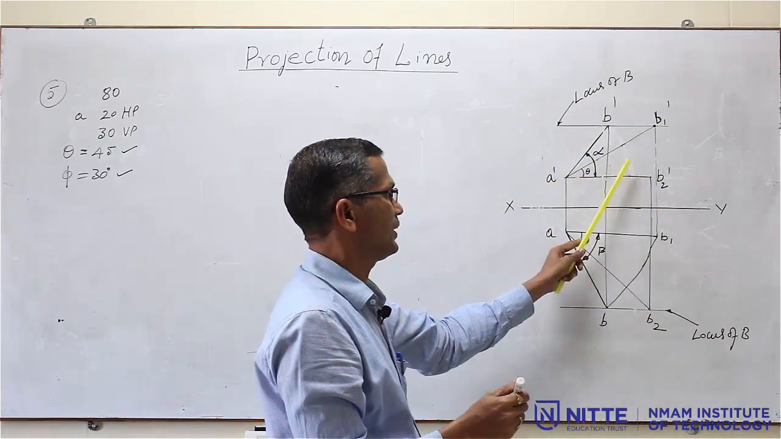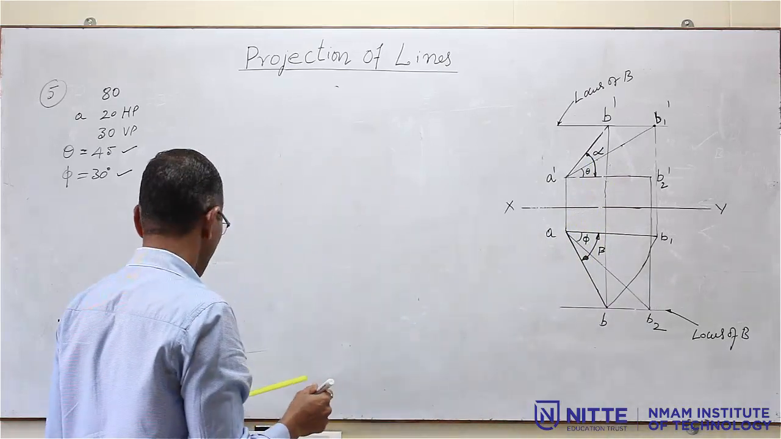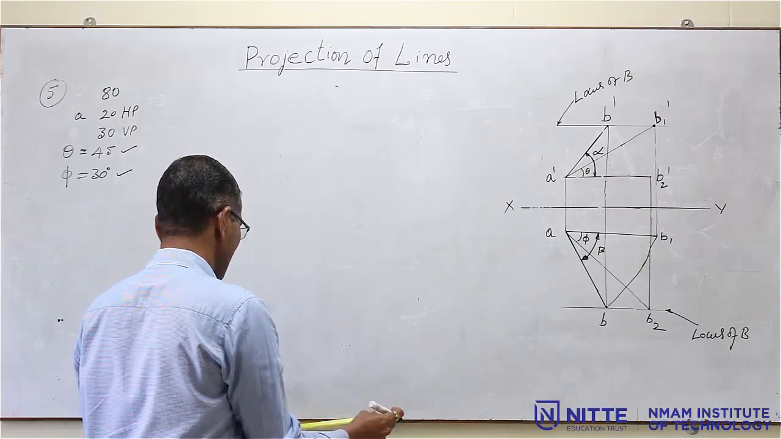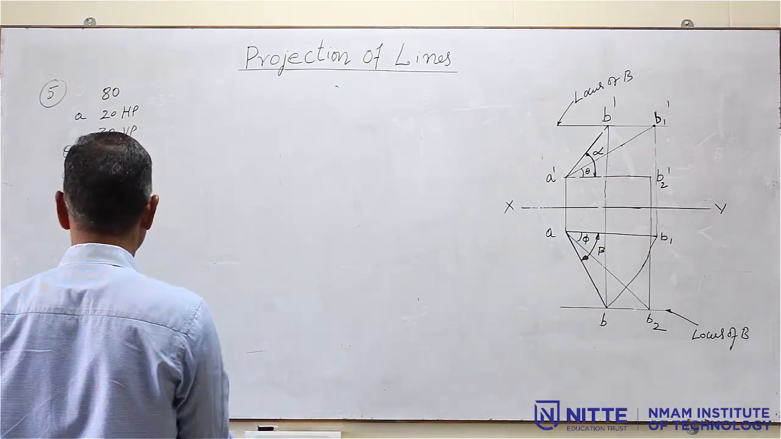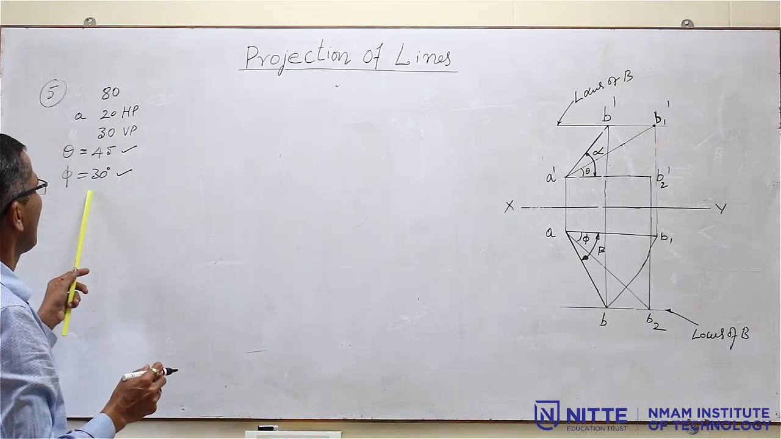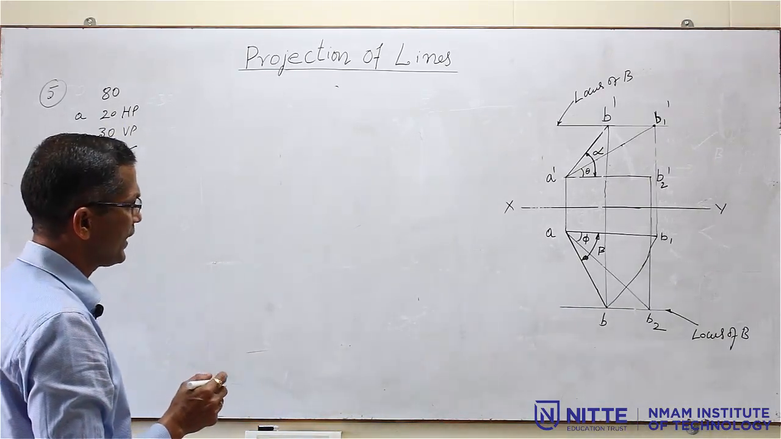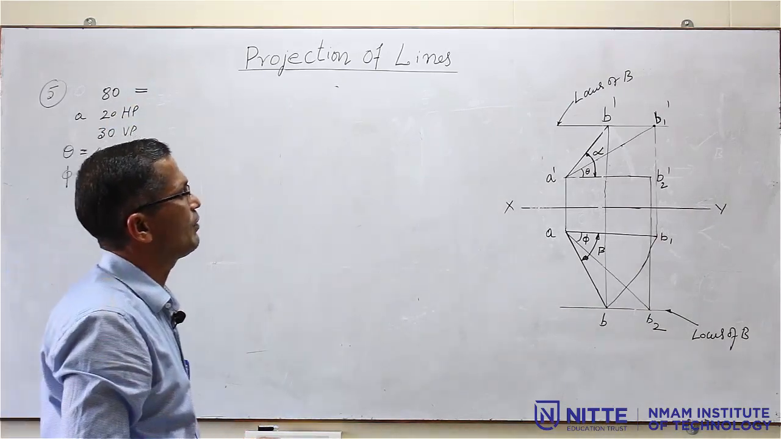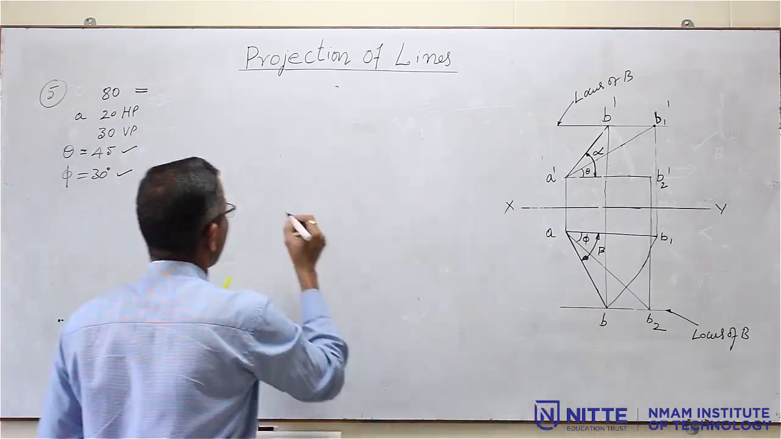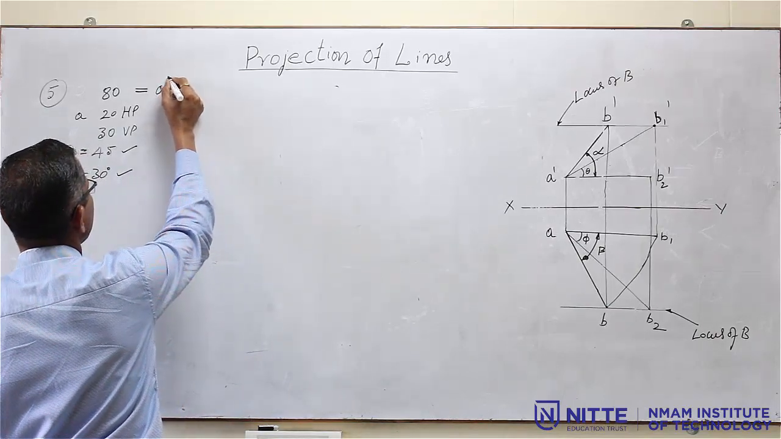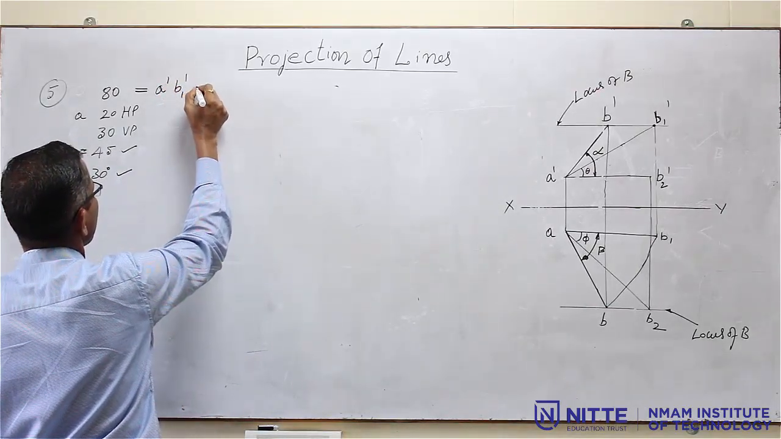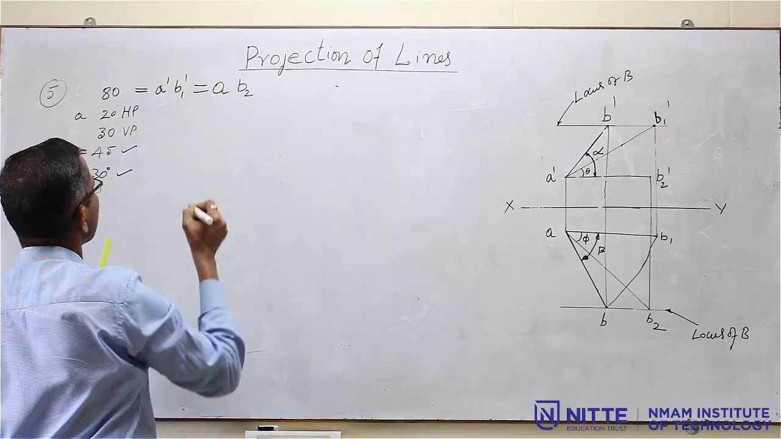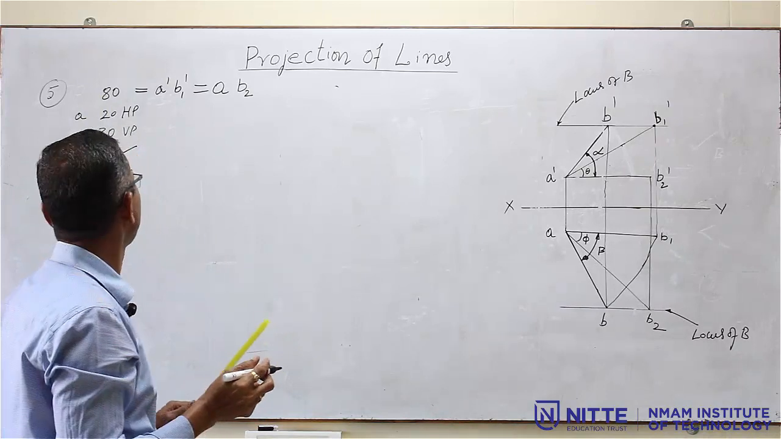With reference to this, you have to map the given data, the given problem. Some of the information is given here. I have noted it down. 80 mm, what is this? It is the length of the line. What is the length of the line with reference to this? The true length. True length means A dash B1 dash, or it is equal to A B2. So, that is equal to 80 mm. It is given in the problem.